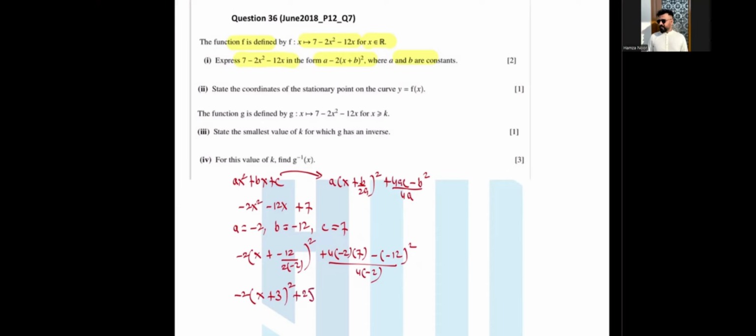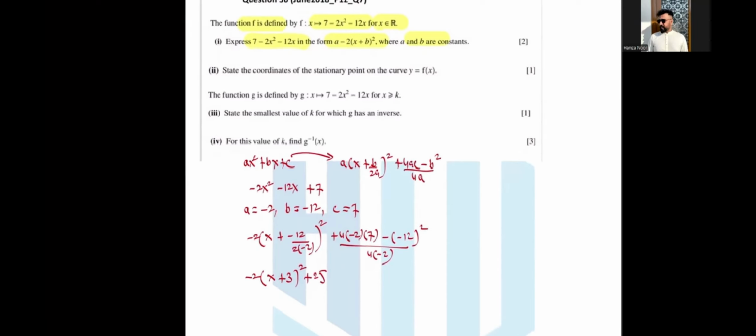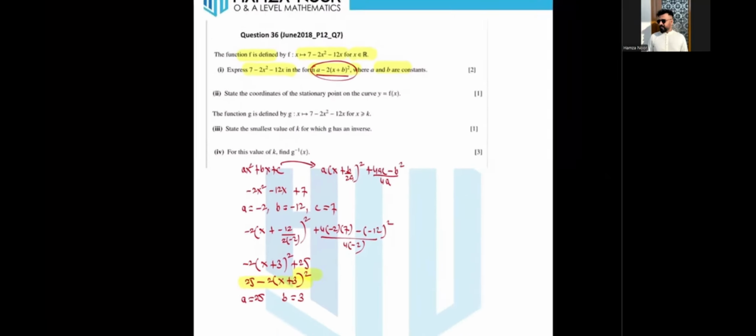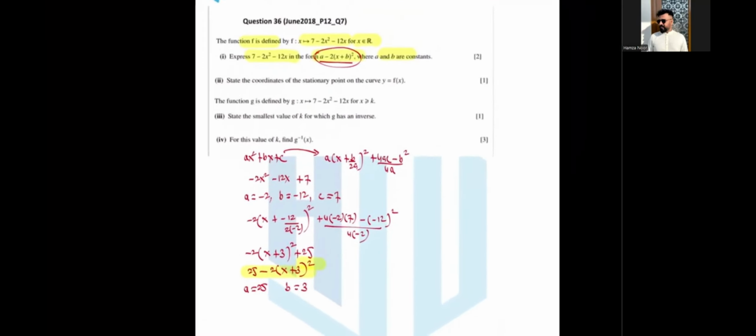All right. So what we can do, we can rearrange this into this form: a minus 2 times (x plus b) whole squared, which means 25 minus 2 times (x plus 3) whole squared. If we now make a comparison with the completing square form, a is 25 and b is 3. It's not important to write a and b in your answer. The most important thing is this completing square form. So here was the answer for part 1. The completing square form is 25 minus 2 times (x plus 3) whole squared.